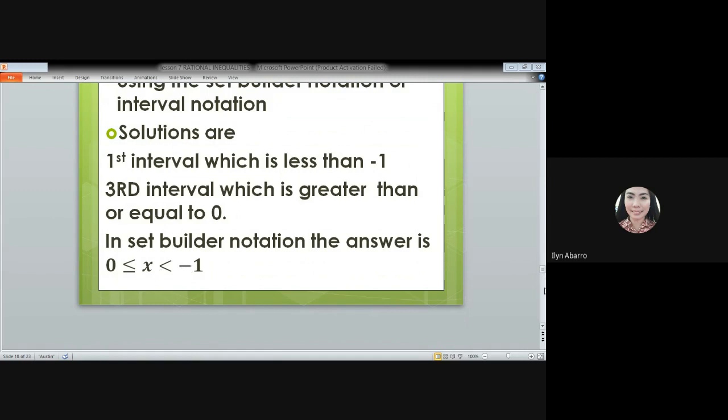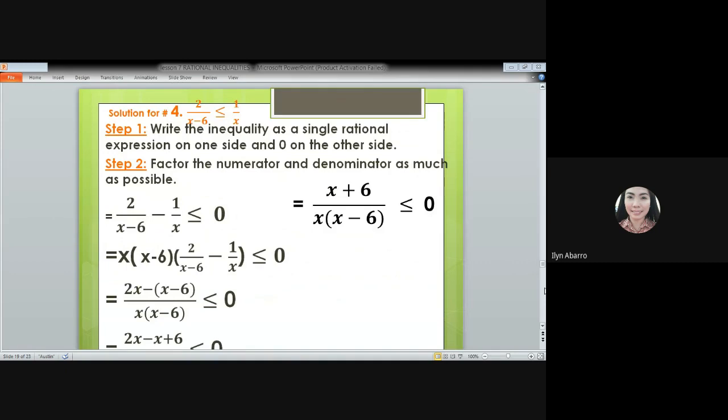Okay, let's move on with number 4. So, number 4 is 2 over x minus 6 is less than or equal to 1 over x. Okay, so the first step, we're going to write the inequality as a single rational expression on one side and 0 on the other side. In this case, we have to transpose 1 over x to the other side so that the right side becomes 0.